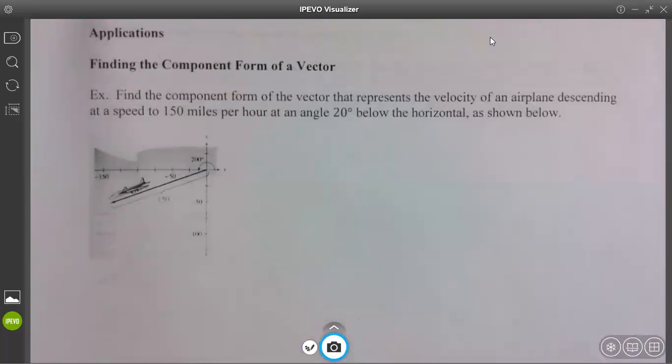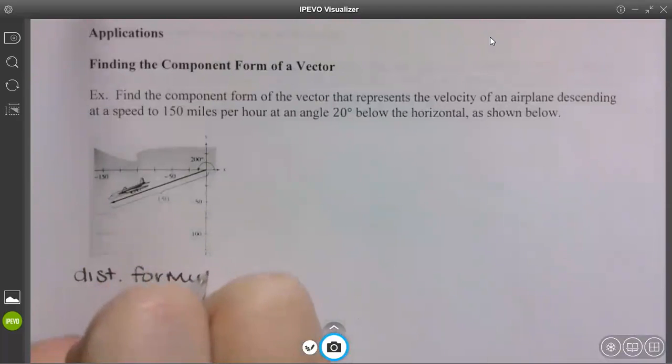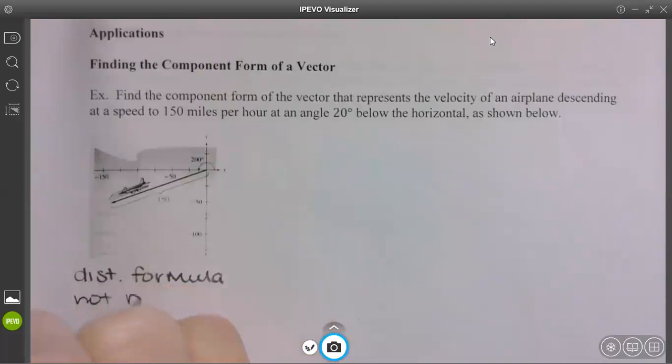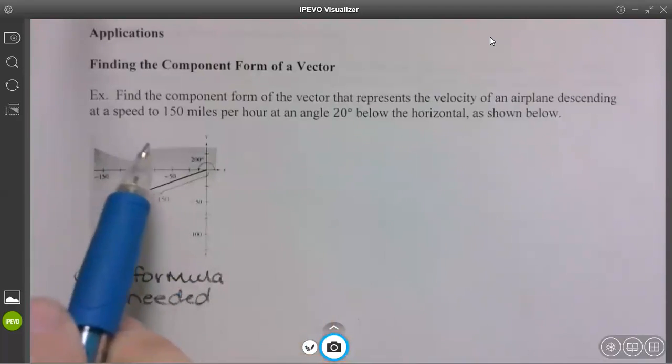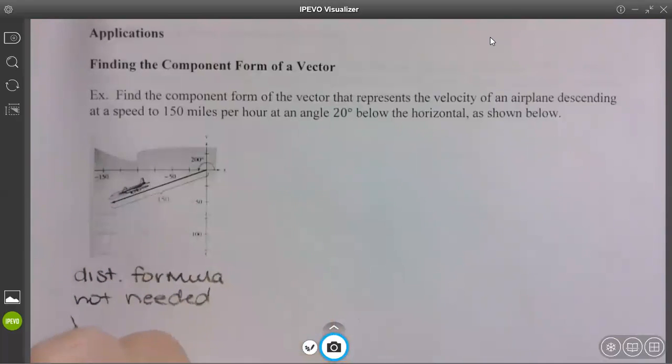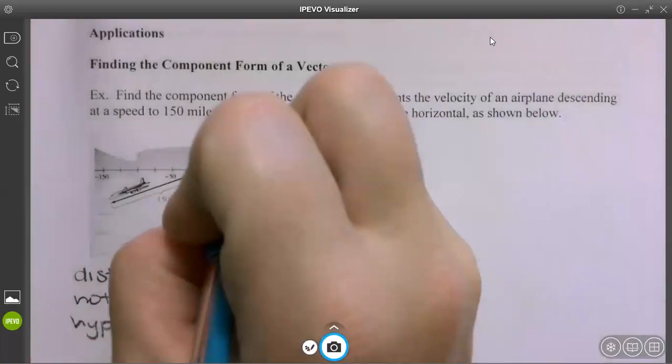All right. So on this one, we're going to talk about the distance formula in a minute, but I'm going to go ahead and tell you the distance formula is not going to be needed. Because remember, when we're trying to solve a triangle, that distance formula tells us our hypotenuse, and we already know that our hypotenuse is 150. We'll come back to that though, okay?